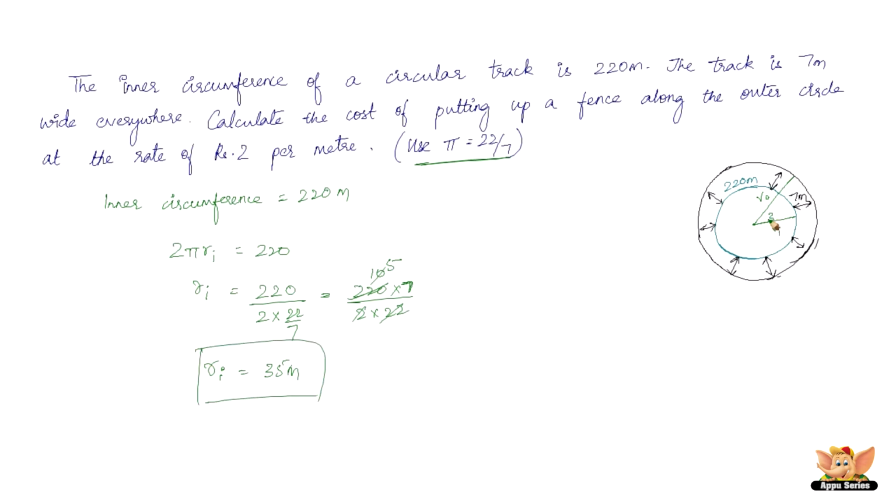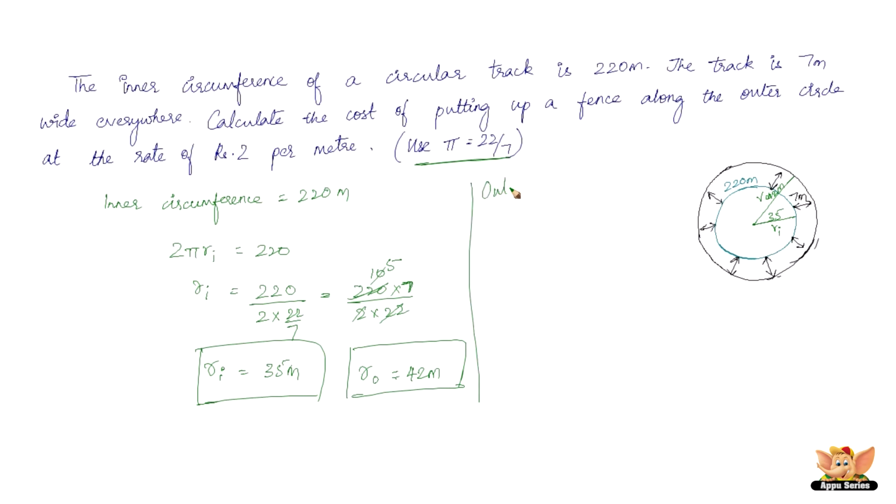So once you get this as 35, the outer radius is nothing but 35 plus 7, which is 42 meters. Right? So the outer radius equals 42 meters. So that's that. We've got the inner radius and the outer radius. Now we know that the radius of the bigger circle, that is the outer circle, is 42 meters, right? So we can easily find the circumference of the outer circle by substituting the value of the outer radius in 2 pi r.